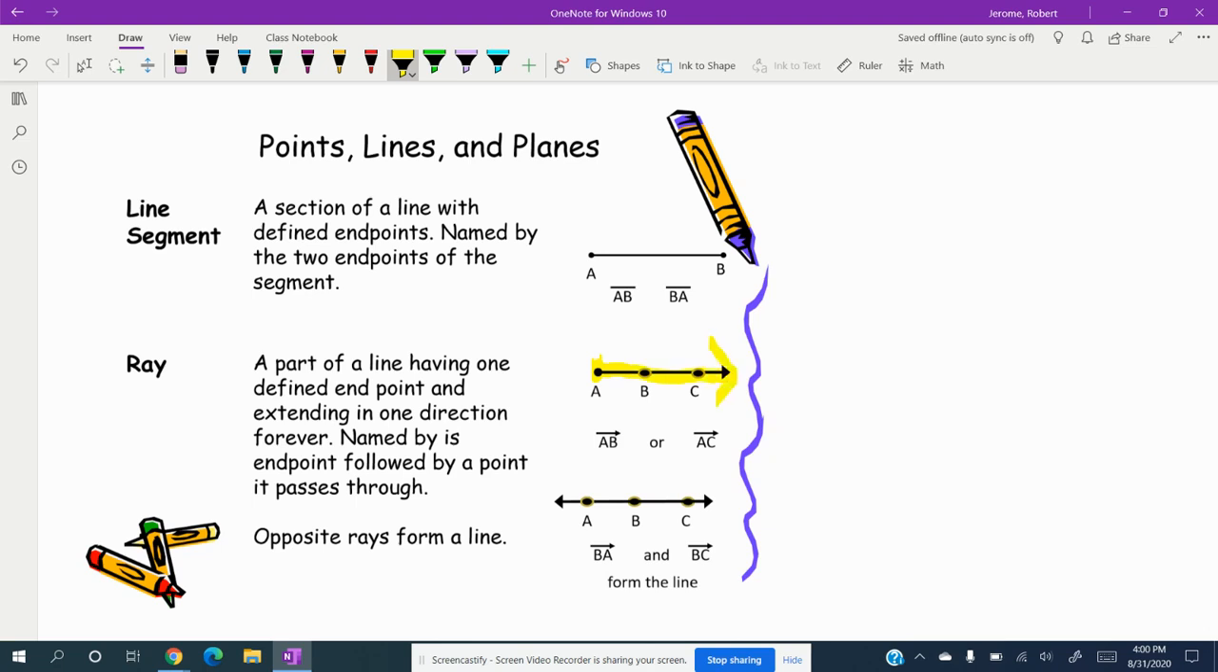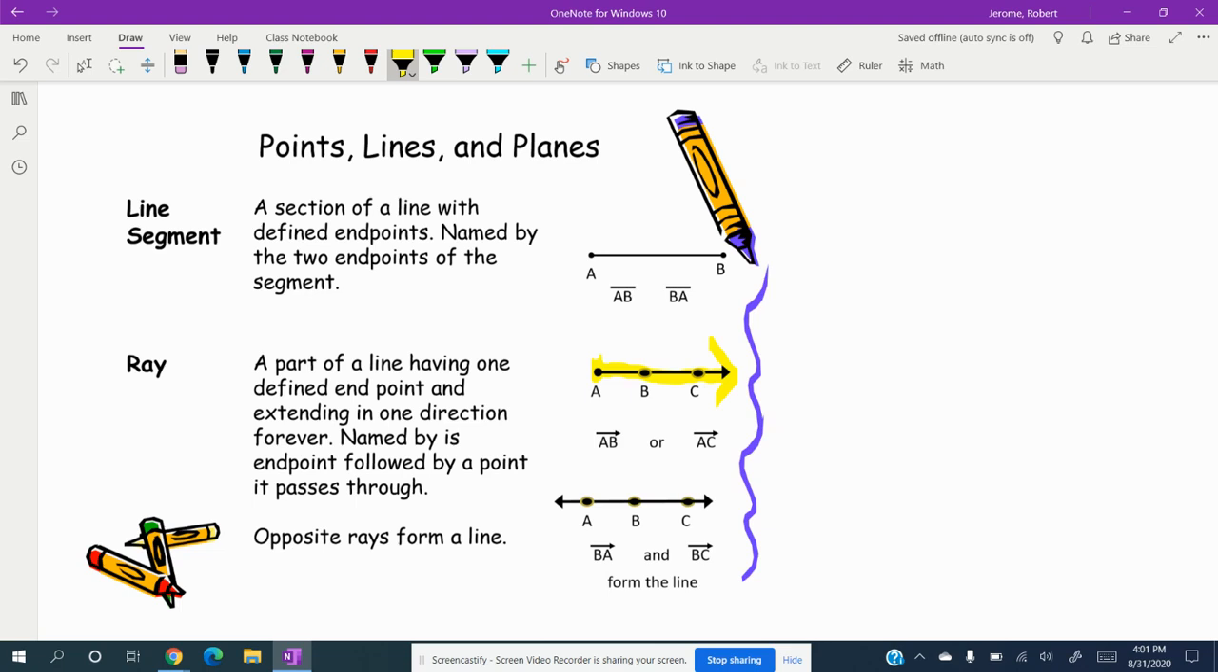Now, this one, we got to be a little careful with these rays. Ray AB and ray AC in this picture are the same ray. So it all depends. However, there is nothing in this picture called ray BA because nothing starts at B and goes through A and keeps going forever. So rays get a little tricky. Luckily, we don't really work with them much past this chapter. We just have to understand what they are.